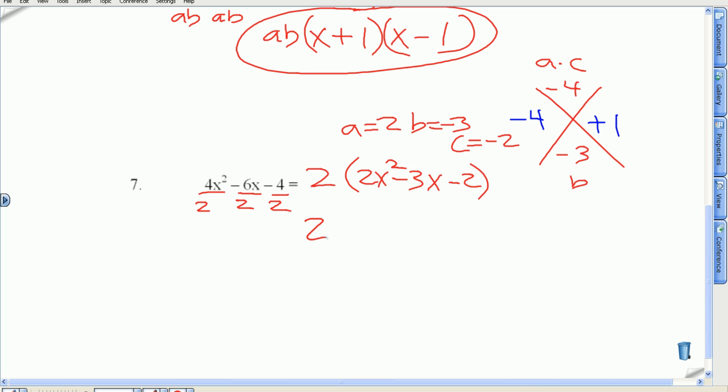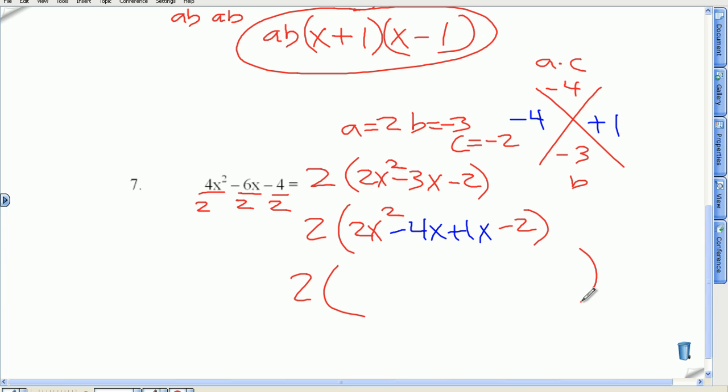So let's see, we got 2 times 2x squared. Instead of negative 3x, we're going to go negative 4x plus 1x. And then that minus 2 will carry down. 2 times, let's see, common to 2x squared and negative 4x is a 2x.